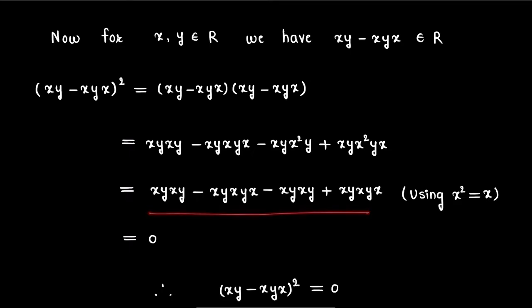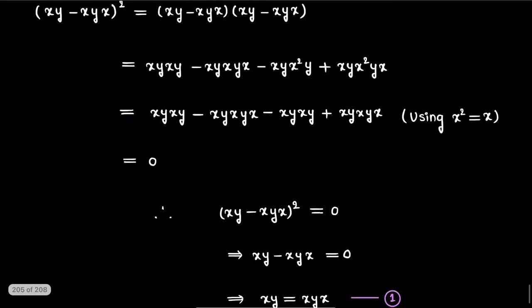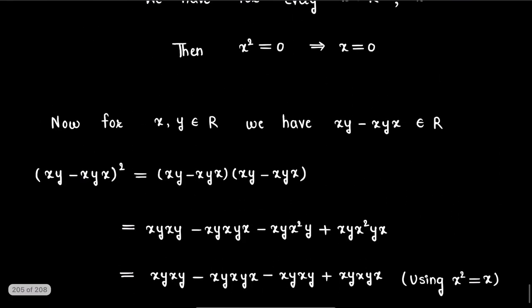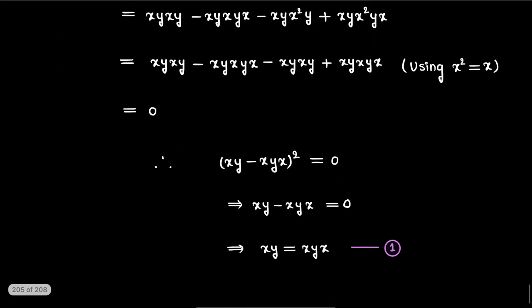So we get this. Now here xy xy minus xy xy, these are inverses of each other, so they will give 0, and xy xyx minus xy xyx, these are inverses of each other, so they will give 0. So we get (xy minus xyx) square is equal to 0. Now because of this, we can conclude that xy minus xyx will be equal to 0, and therefore xy will be equal to xyx. We will call this number 1.